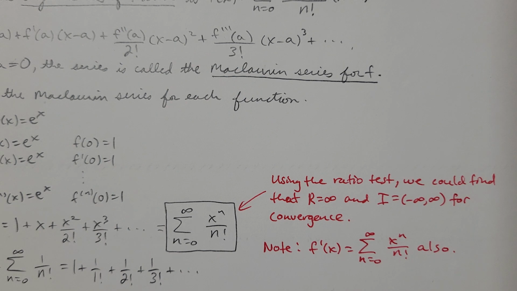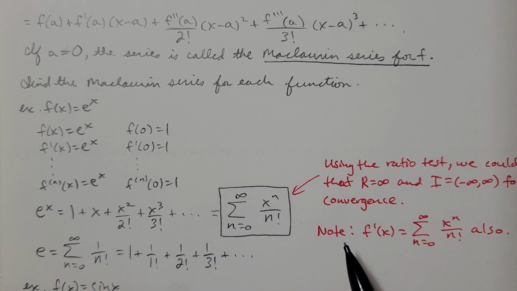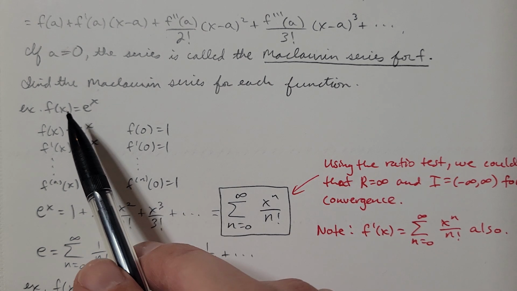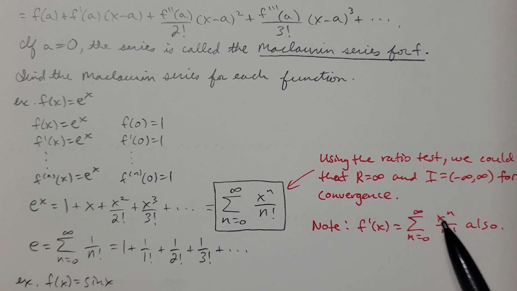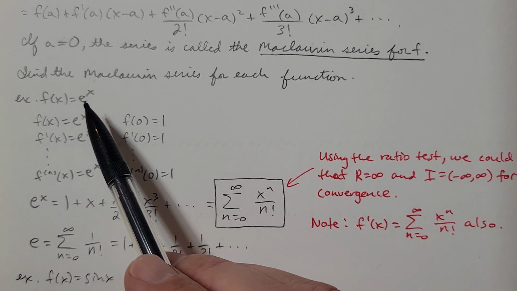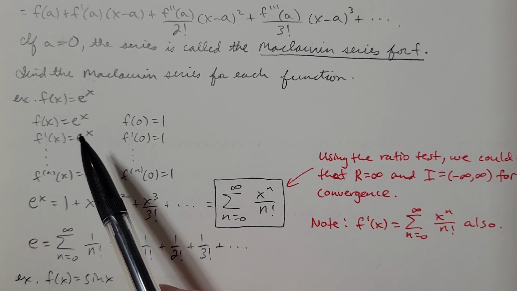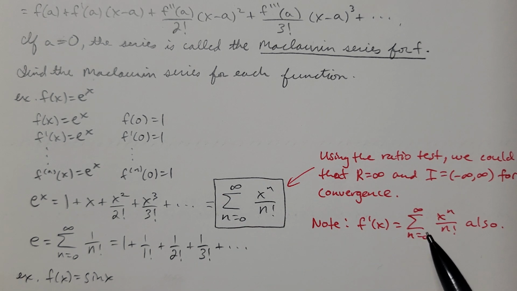And by the way, as a note, f of x is e to the x. F prime of x, if I were to find the derivative as a power series, is going to be the same formula. Why is that? Because f of x equals e to the x, f prime of x is e to the x, so you're going to be doing the same thing. And so I end up getting the exact same formula there.